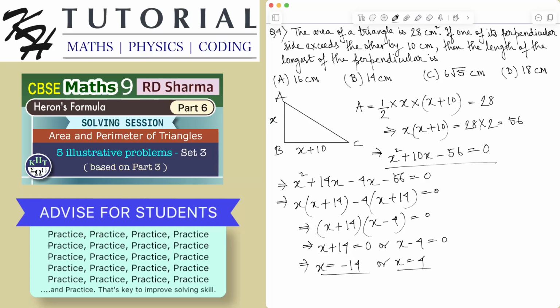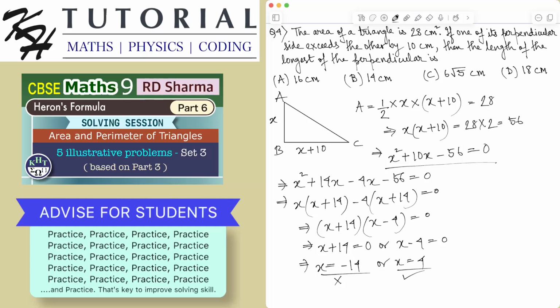But x is the length of the side of a triangle, it cannot be negative. So this is not possible. So we will have x equals 4. So if x equals 4, the question has asked the length of the longest of the perpendicular side.